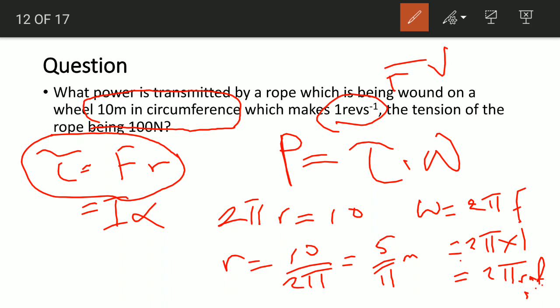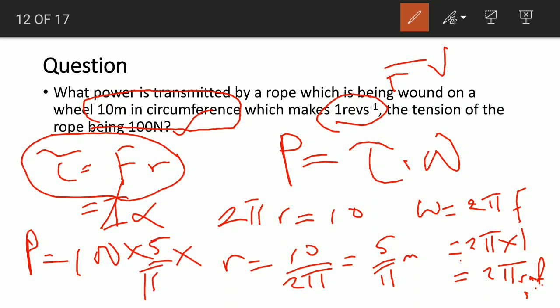With this, we can now calculate the power. Since we know the power is torque times angular velocity, and the torque is force times radius, we are going to have force times radius. The force here is 100, given by the tension, times the radius, which is 5 over pi, now multiplied by the angular velocity, which is 2 pi.